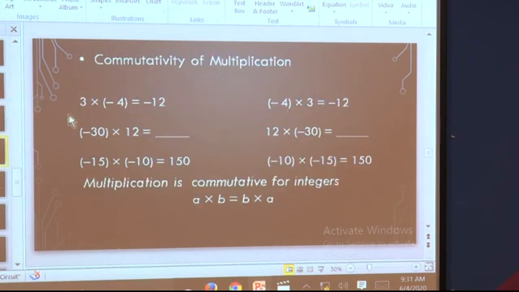Next, commutativity of multiplication. We have learned about addition and subtraction. Here we are going for multiplication. In the commutative property, what is it? We can just change the place. We can replace the integers. 3 multiplied by minus 4 is equal to minus 12. Here just replace the places. So, here I have changed the place. I have written minus 4 multiplied by 3 is equal to, 4 threes are 12, as it is negative, so write minus 12.